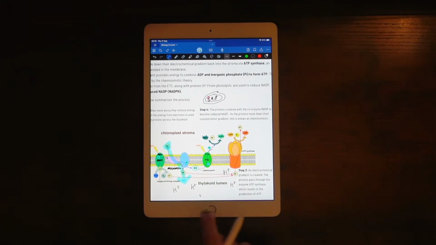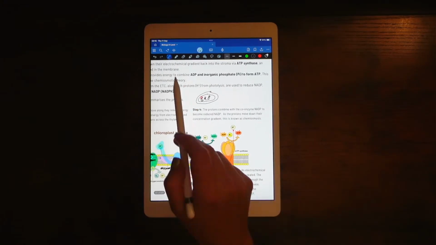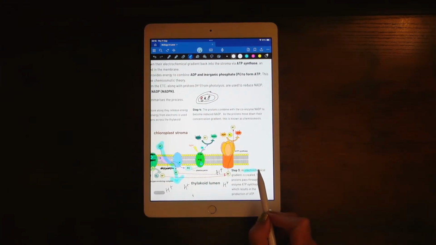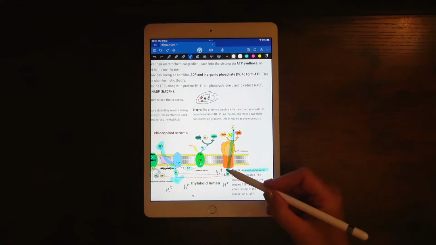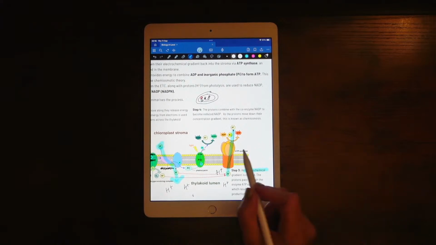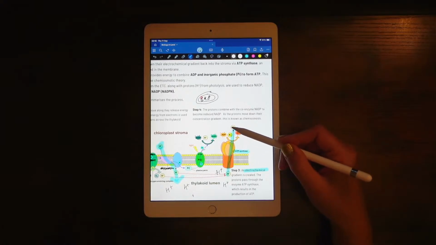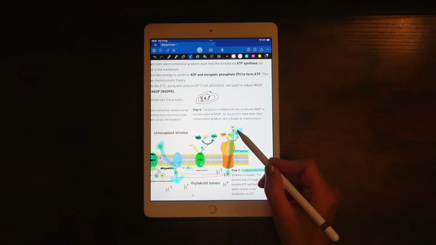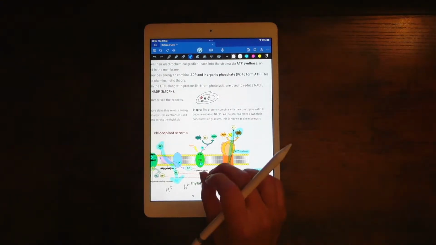Because we have so many protons or hydrogen ions, we create a concentration gradient. That concentration gradient is called an electrochemical gradient because of that charge. So those hydrogen ions then move by facilitated diffusion down their concentration gradient. The protein channel that they can fit through is the enzyme ATP synthase. As the protons move down the concentration gradient, that results in ATP being made. So that's how ATP is made.